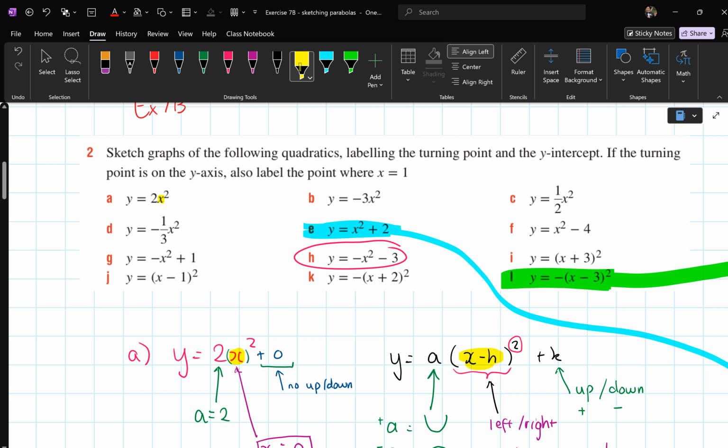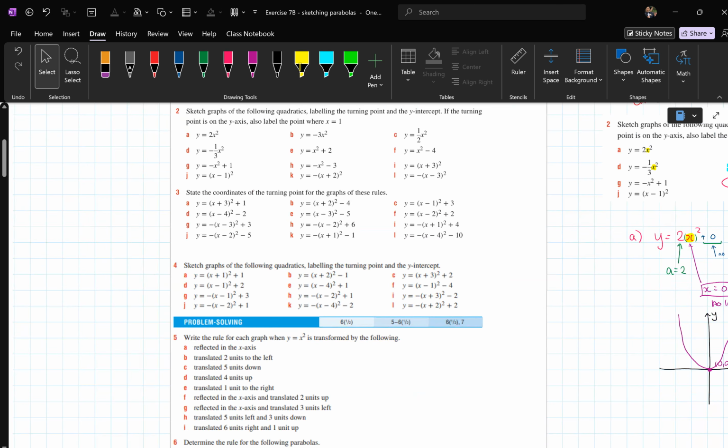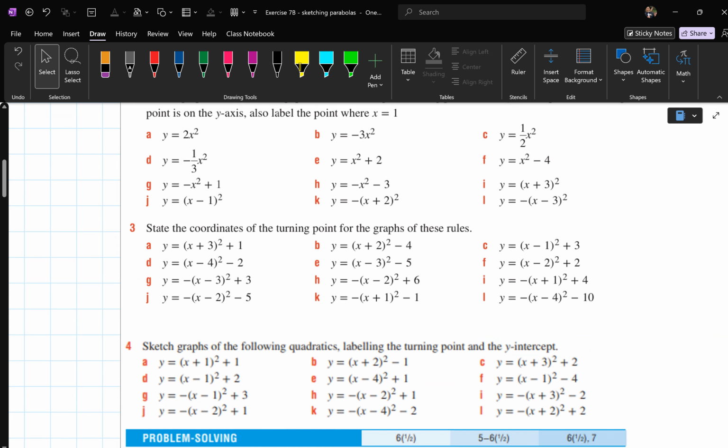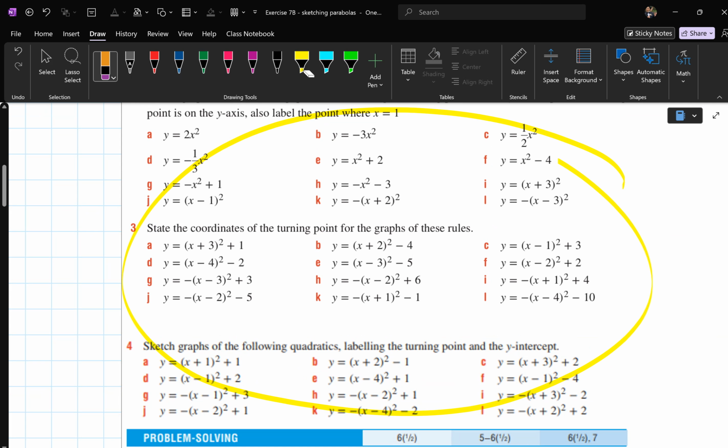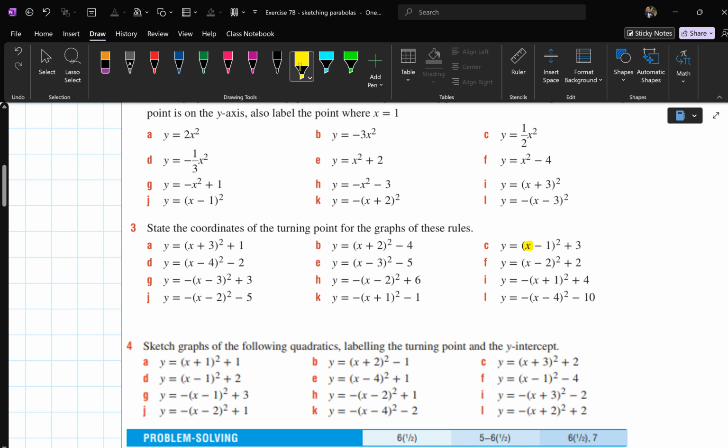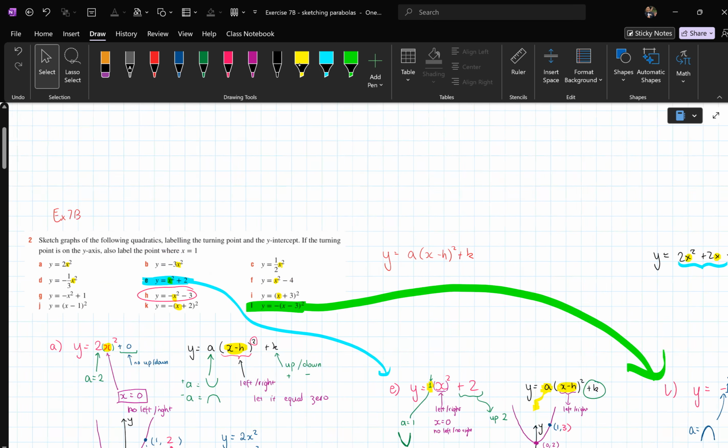So have a look at that. That's 1 x, 1 x, 1 x in each one. That's when you know all of these are turning point forms. It doesn't matter which one you pick. Have a count of the number of x's you get. There's only 1 in every equation. That's when you know you have a turning point form. So that's how you do exercise 7B.